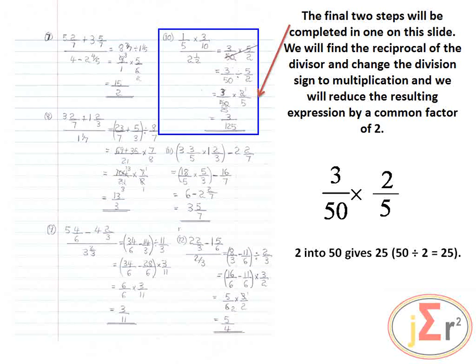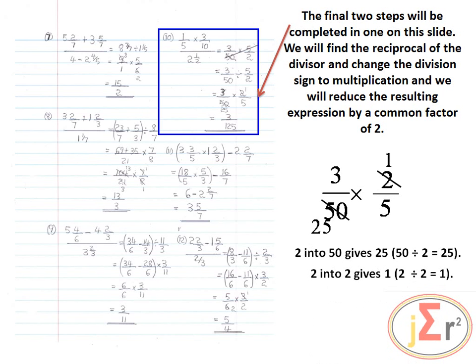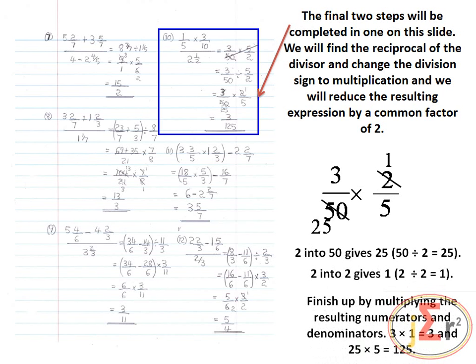saying 2 into 50, or 50 divided by 2, is 25. Then we say 2 into 2 is 1. Then we finish up by multiplying the resulting numerators and denominators. So 3 times 1 is 3, and 25 times 5 is 125. Lovely.